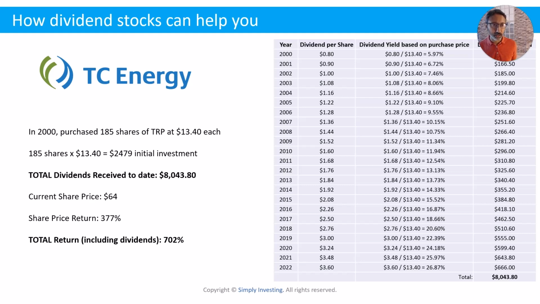And the dividend income has gone up every single year. The same with Bell Canada and the same with CIBC. So all 3 examples that I've shown you today, the dividend income has gone up.